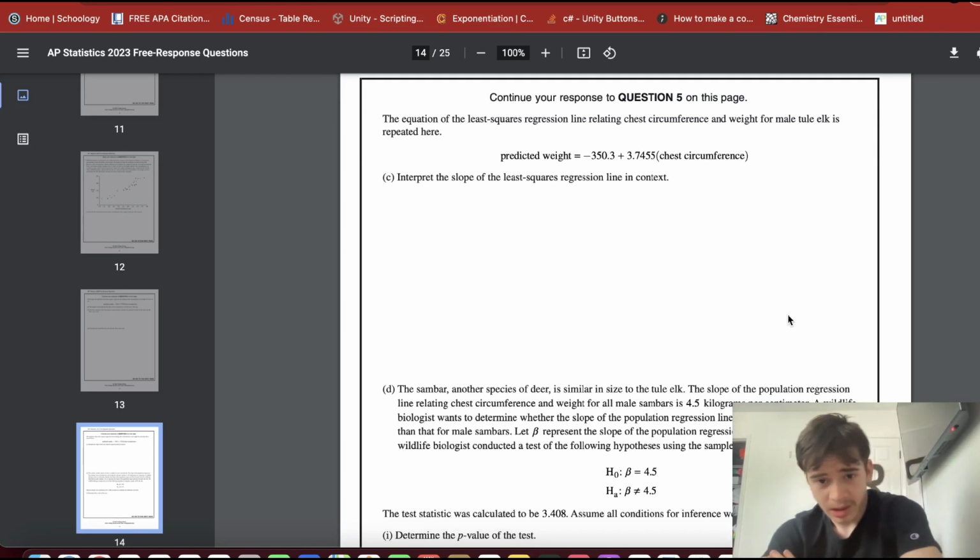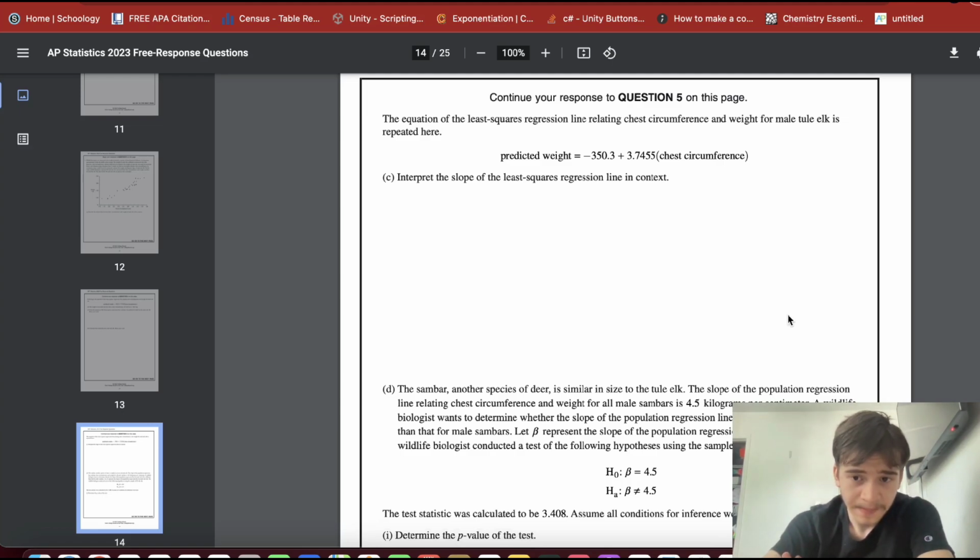Interpret the slope of the least squares regression line in context. Okay. What would you say? Okay, the slope is right here. So for each 1 centimeter increase in chest circumference, the predicted weight of male tule elk would increase by 3.7455 using the LSRL, where x equals chest circumference.